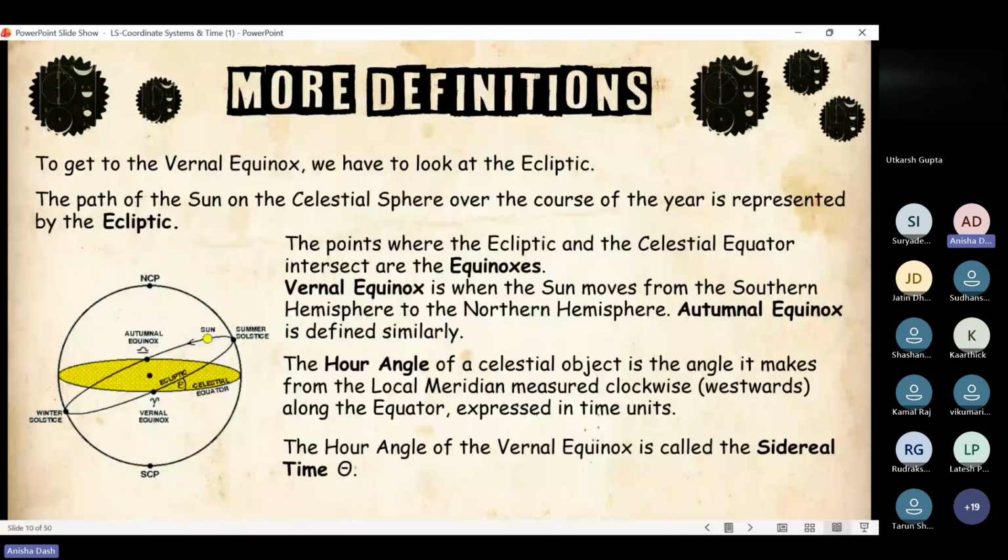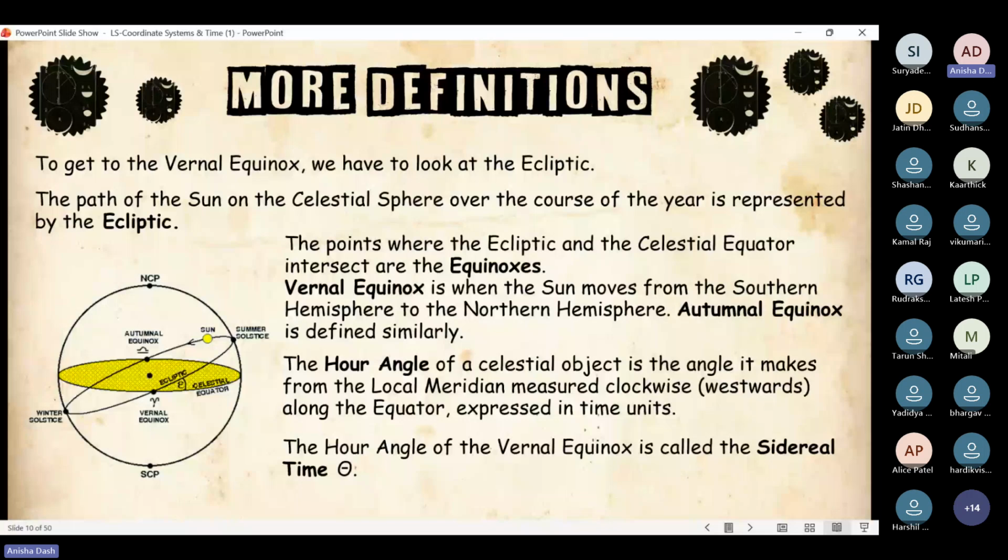The hour angle is something specific to the observer. It's the angle that a celestial object makes with the local meridian when measured clockwise, and it is expressed in terms of time units. The hour angle of the vernal equinox is called the sidereal time. So any questions so far?